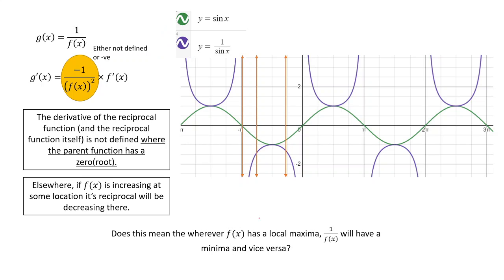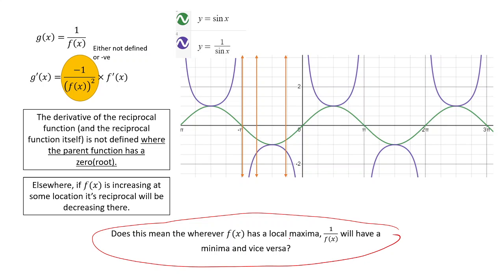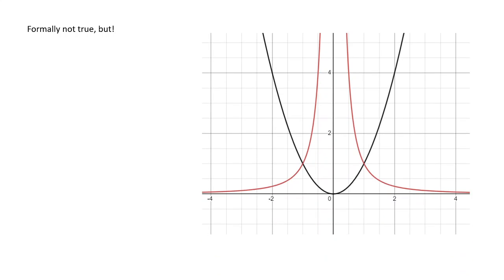So then arises this question: does this mean that whenever f(x) has a local maxima, 1 by f(x) will have a minima and vice versa? For example, here you see in the graph of sin x, here you have a maxima, at the same location you have a minima for cosec x. And here you have a minima for sin x, here you have a maxima for cosec x. Is it going to be true always? Well, this is a trick question. Formally not true, but it can be said that it is true.